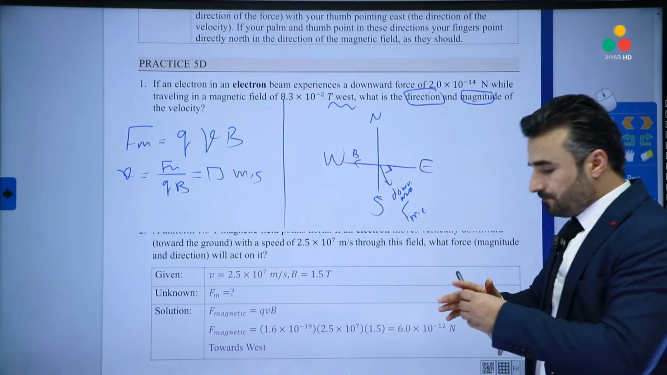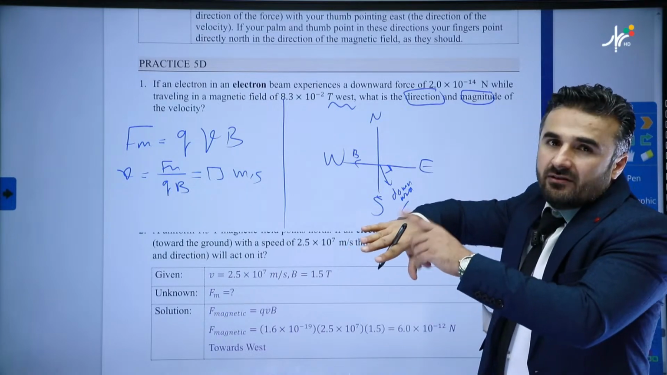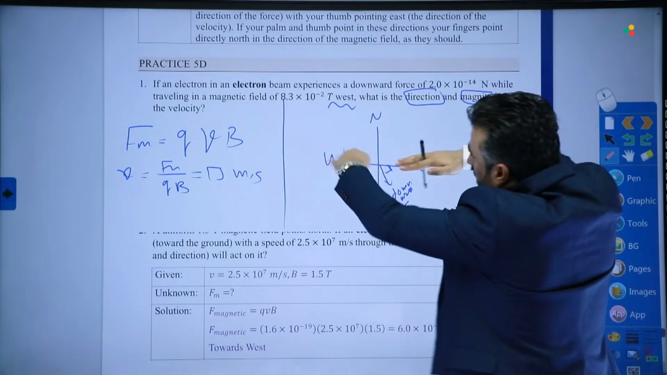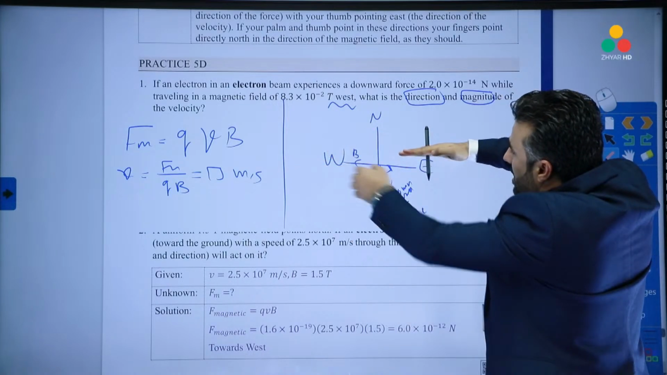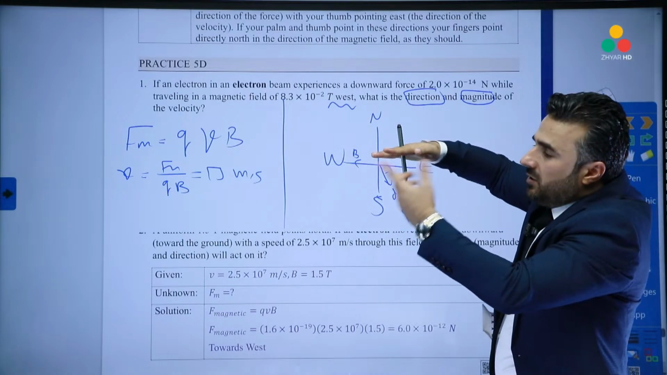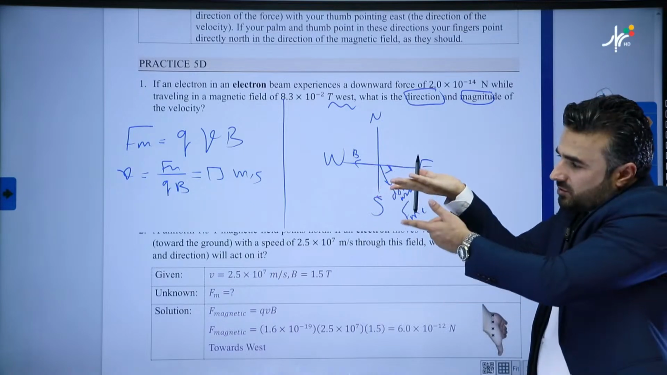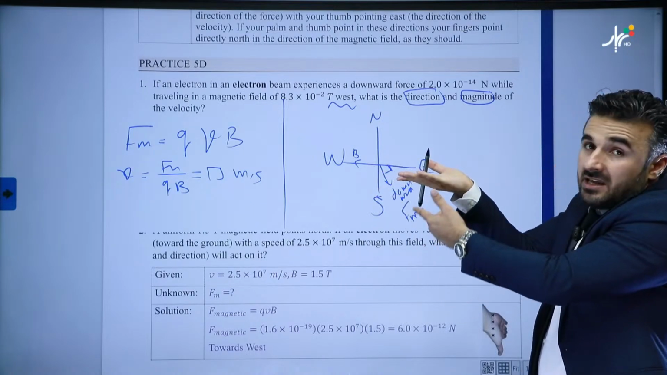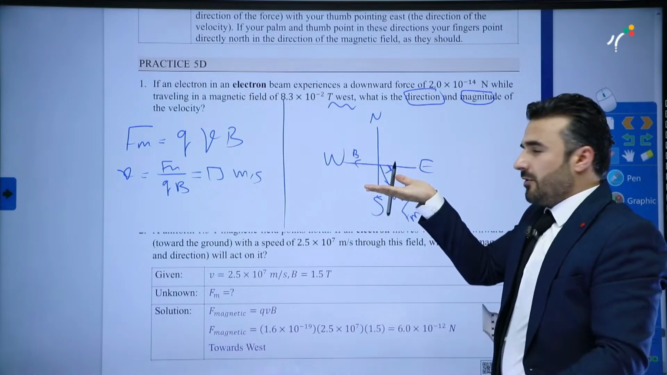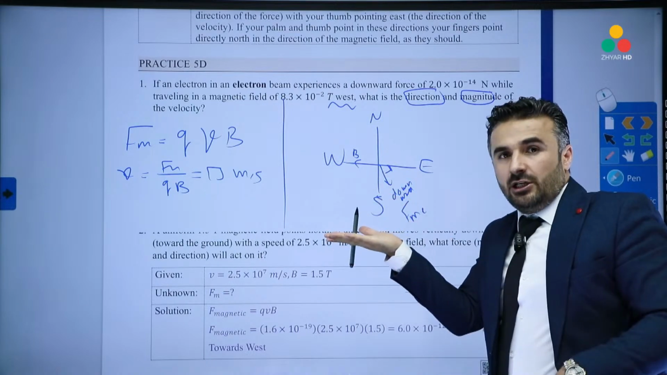Once again, because we're talking about an electron, keep an eye on the back of my hand. The force is downward, and the magnetic field is towards west. If I do it this way, that is the direction of the magnetic force on a proton. So I'll have to flip my hand, because this is the magnetic force on the electron, and this is the direction of the magnetic field strength. In this case, my thumb would point north.